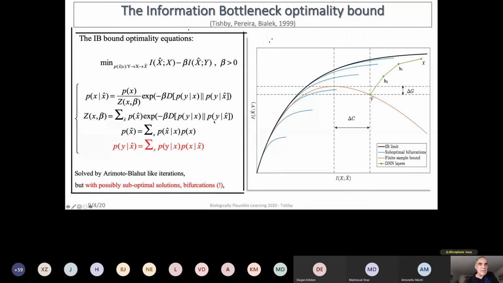Notice, by the way, that in high dimension, these things are very hard to solve, because if x is megapixels and x hat are also millions of variables, this joint distribution is not directly accessible. And we need to use all sorts of numerical and analytical tricks to actually estimate or approximate these self-consistent equations in very high dimension.